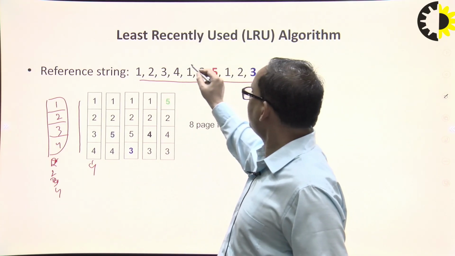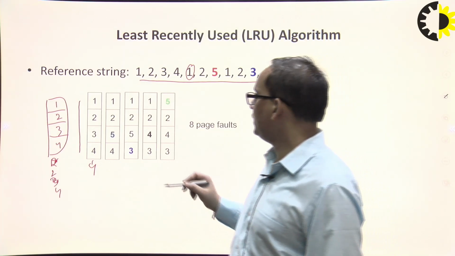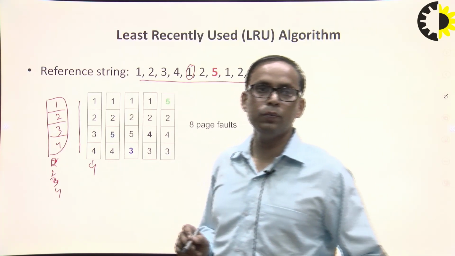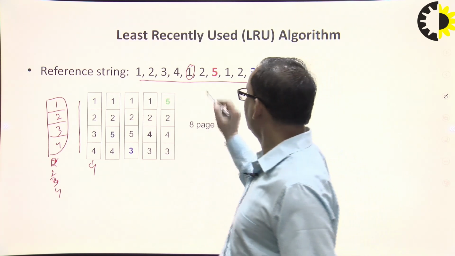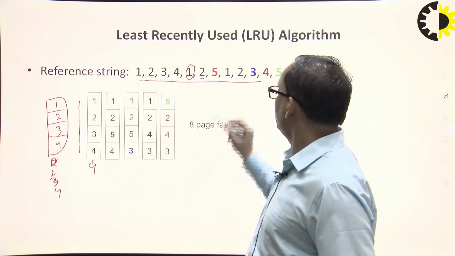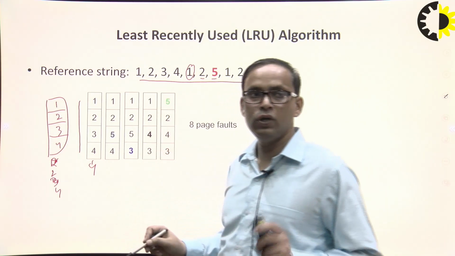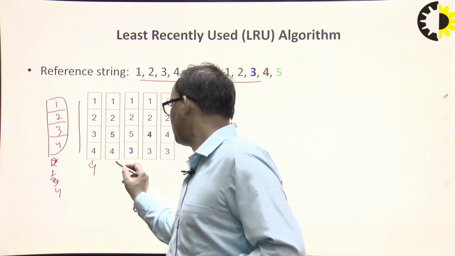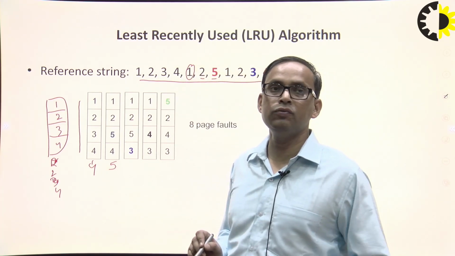Now after 4, when page number 1 is referred, 1 is already present in main memory, so the value of page fault will not increase because this is a page hit condition. Now 2 is referred, 2 is available, so no page fault. 5 is referred, 5 is not available in main memory, so a page fault occurs and the value of page fault becomes 5. Then which page will be selected for the replacement?